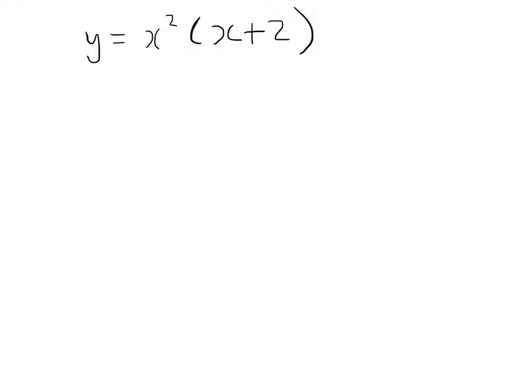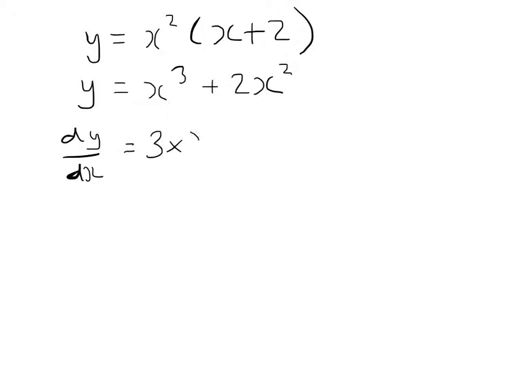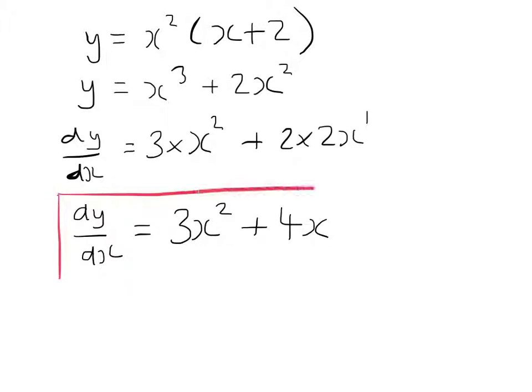To differentiate this, the first thing to do is to multiply out the brackets. So when we do that, we've got our equation in index form, and then we can just differentiate them term by term. So looking at dy by dx, the first term: multiply by 3 times x, and then reduce the power by 1. And the second one we multiply by the power, so that's 2 lots of 2x and reduce the power by 1. And then we can just simplify that. So there we have it. The dy by dx is 3x squared plus 4x.